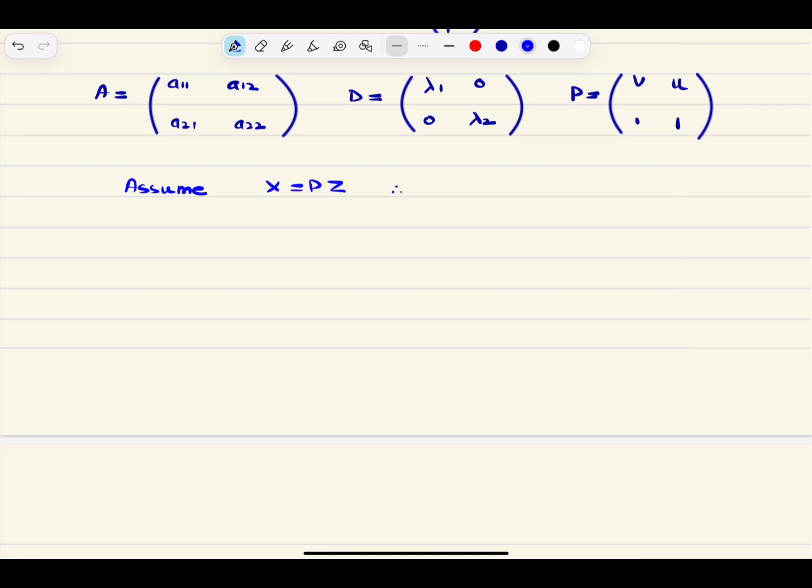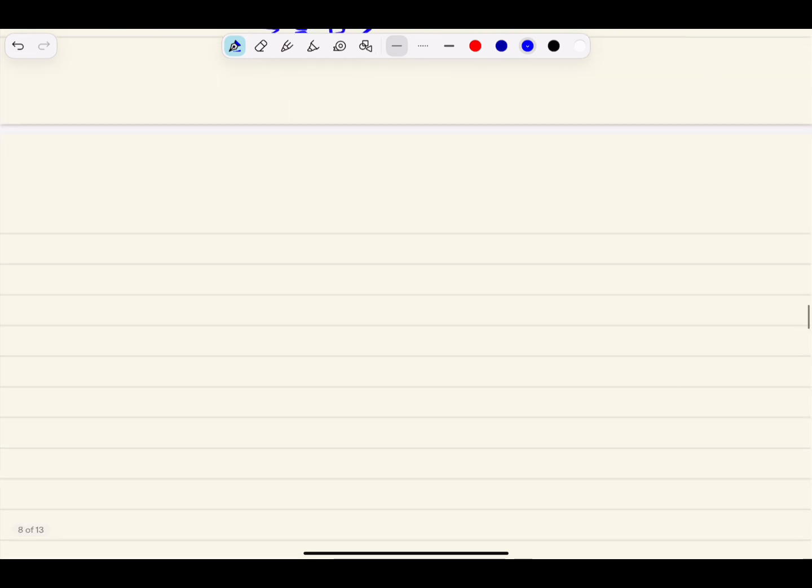Therefore x dot will be equal to P z dot. Our main equation was this, x dot is equal to Ax. I'm going to substitute both of them down, and I'm going to be left with P inverse A P z. So we have the diagonal matrix here. We're almost done. Hopefully this wasn't difficult.